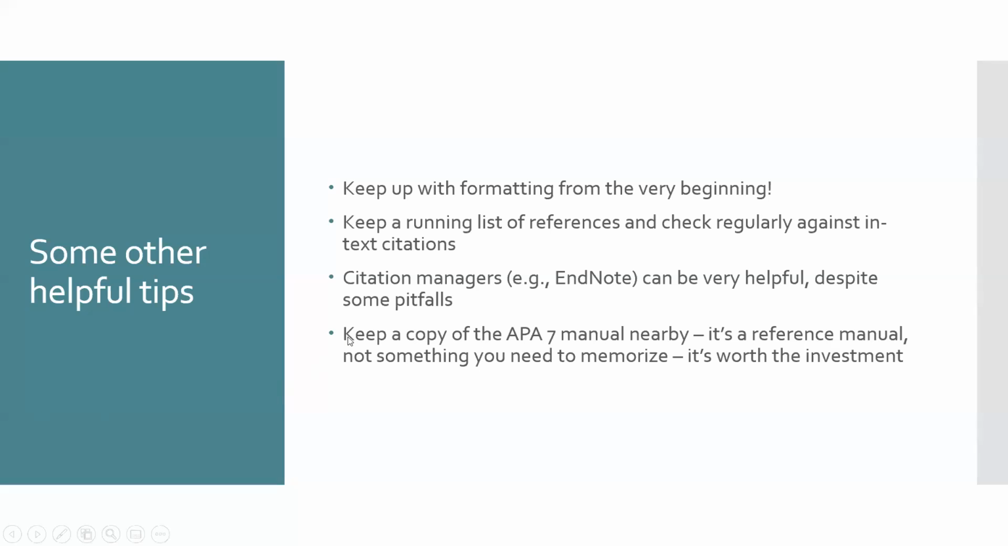And then finally, no one has ever memorized the APA 7th edition manual. I mean, maybe there are some people out there, but it's a reference manual rather than something that you need to memorize. I know very few people who know every single little rule of APA. So keeping a copy of the 7th edition manual nearby can really be worth the investment, even though it can be a little pricey sometimes. If you ever have a question, that manual answers almost all of them. You're able to just pick it up, rifle through it, and find the answer you're looking for.